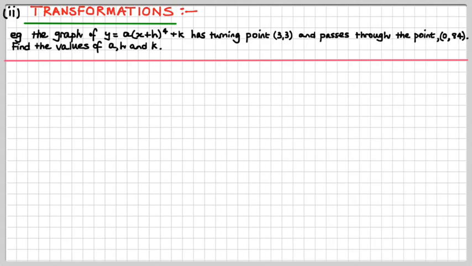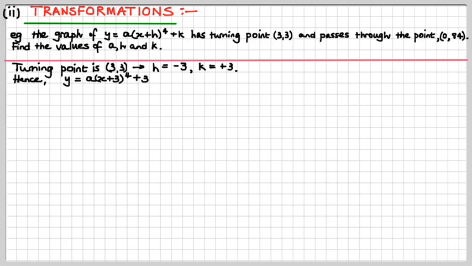Alright, here we go. Turning point is minus 3 and 3, so you plug that straight in. So h is 3, no it isn't, h is minus 3, I beg your pardon, and k is plus 3. Just in the same way as you do for the quadratics. So therefore y is going to be that with the h and the k substituted in. Now all we've got to do is find the a, and we do that by substituting this other point into the equation, 0 and 84.